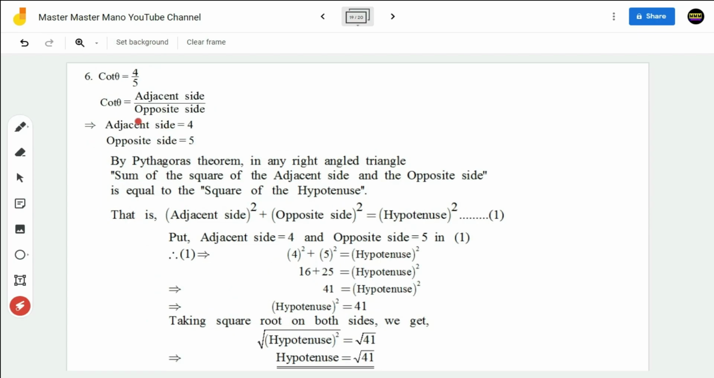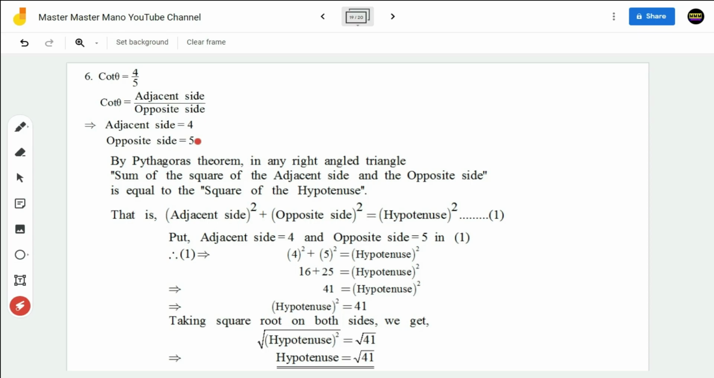Now we are going to see the sixth problem, cot theta equal to 4 by 5. For cot theta, we have the formula adjacent side by opposite side. The numerator is adjacent side and the denominator is opposite side. For the given problem, cot theta equal to 4 by 5, the numerator adjacent side equal to 4 and the denominator opposite side equal to 5.